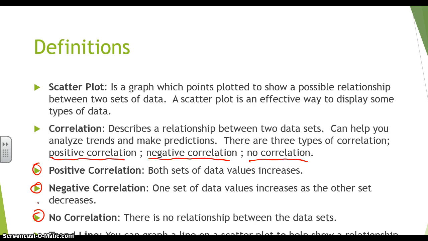The last thing you'll see in 4.5 is trend lines. You can graph a line going through the scatter plot to help you show a relationship that is going to take place within a correlation, and it makes it more clear to see with the trend line. So let's look at some examples with scatter plots of what you'll be doing in the bookwork.